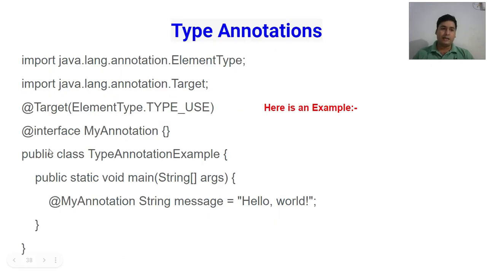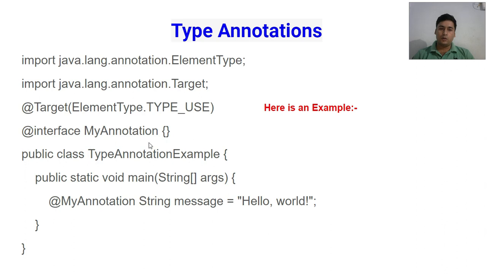If you see here, we have created one annotation. If you want to create your own annotation, you can create it in Java. It's very easy. How can we create it? You can just declare one interface, and you annotate that interface with @interface. If you put @interface and give it a name, MyAnnotation, this interface becomes an annotation. On top of the annotation you have to write another annotation, which is @Target. It specifies where you can use this annotation. So the element type is nothing but TYPE_USE.